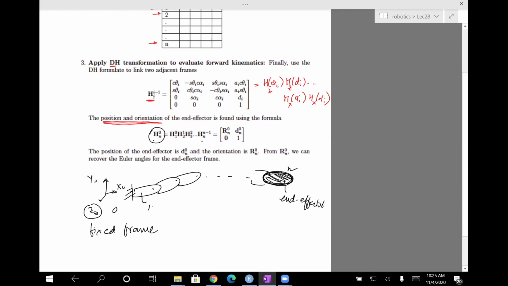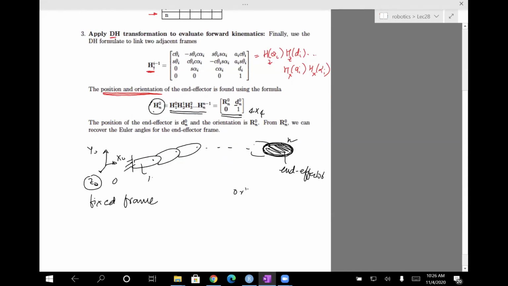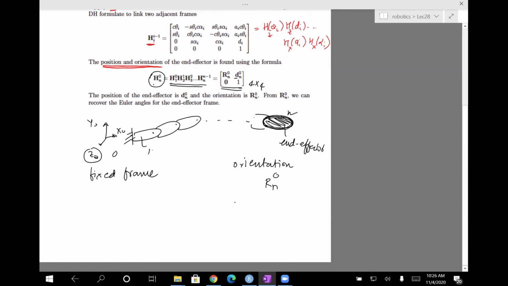Okay, so when you do this multiplication of these h's, and you will have n of them because there are n links, you will actually end up with this really simple form. There's a rotation matrix, which is a 3 by 3 matrix. There's a translation vector, which is 3 comma 1, and then 0 and 1 doesn't matter. So this is a 4 by 4. And so the orientation of the end effector is simply Rn0. Okay, and then the position of the end effector is simply Dn0.